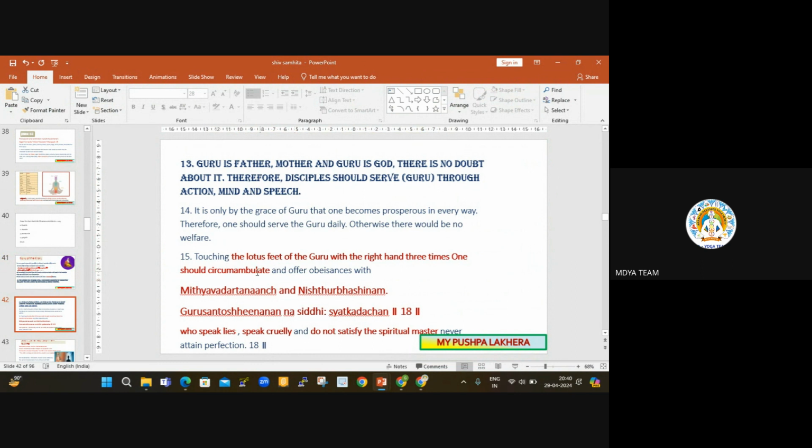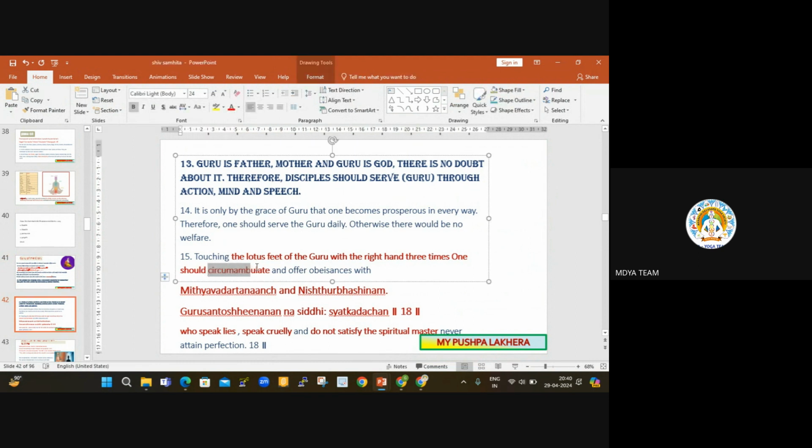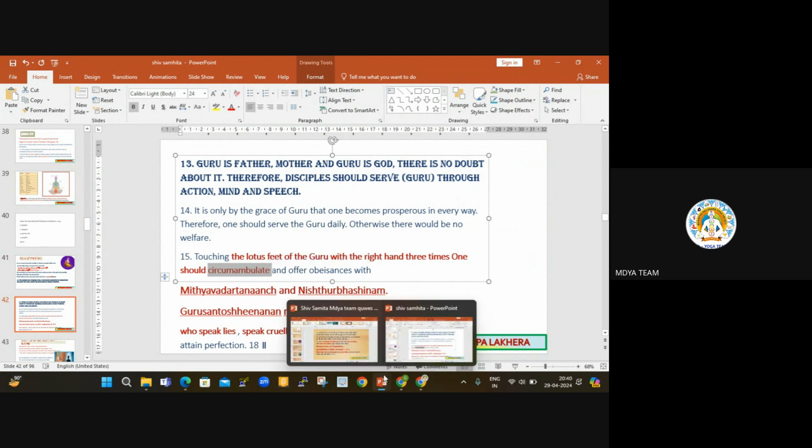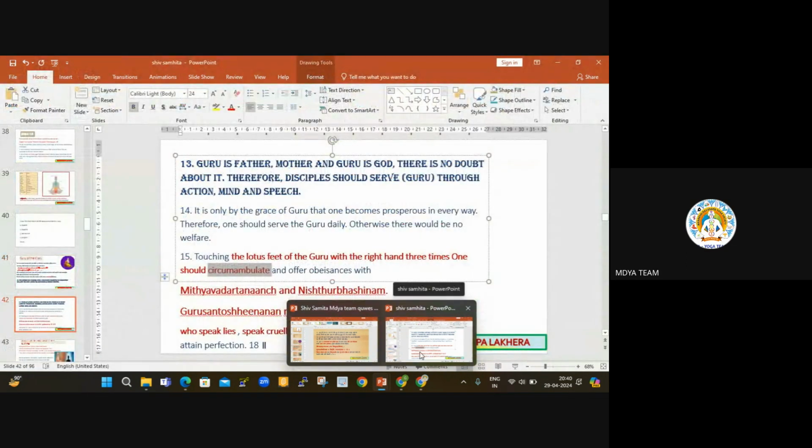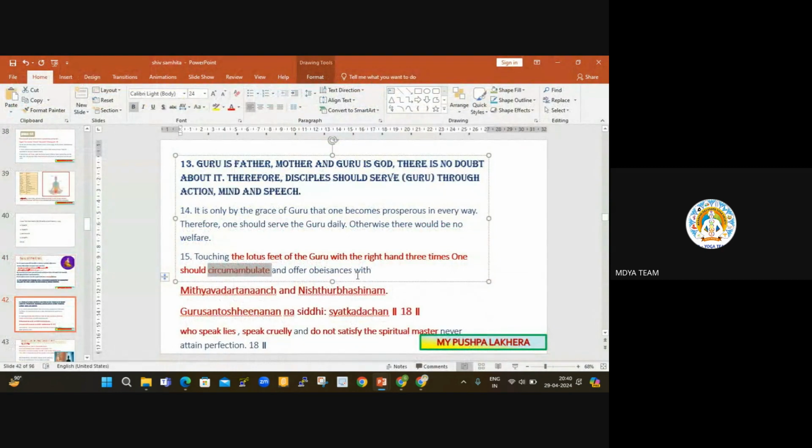The circumambulation is mentioned here differently. It means that one should move all around the Guru, and one should walk three times around your Guru.